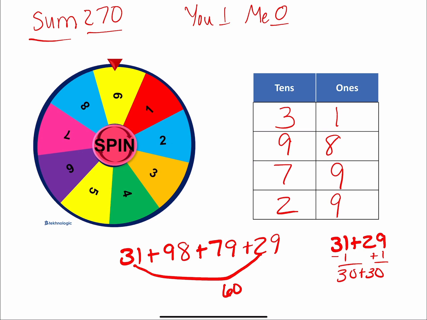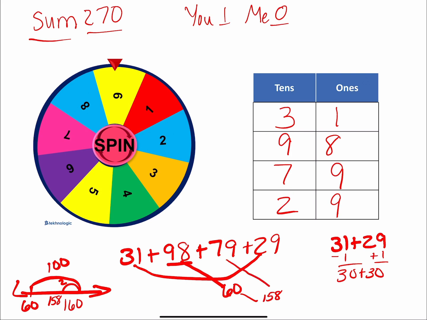So then my next one is going to be 98 plus 60. And my reasoning for that is because I can actually think of 98 as 100. So if I add 100 to this, then I know that's 160. But it's 98, so I just have to remove 2, and that gets me to 158. So I know that that's 158, and all I have left to do is the 79. And so I'm going to do pretty much the same thing. So I'm going to start at 158.